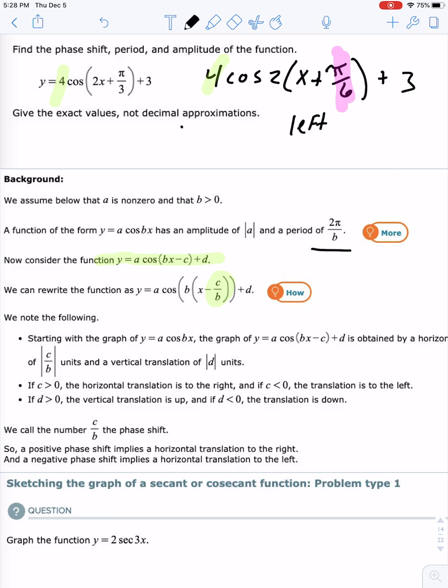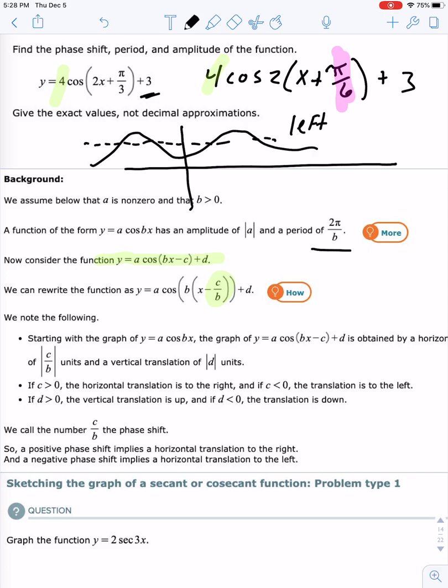When I say center line, let's do a rough sketch. If you're not shifting up or down, your center line is the x-axis. But if you shift up, let's say this graph shifts up plus 3, then your center line becomes 3, which means that's the line that cuts your graph in half.